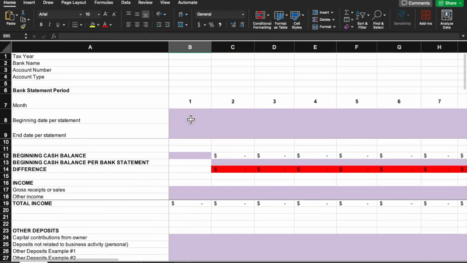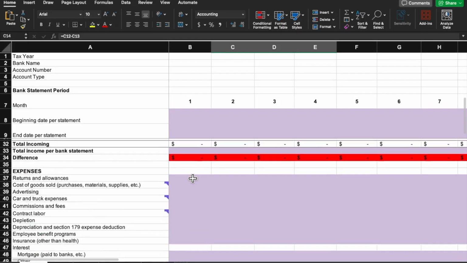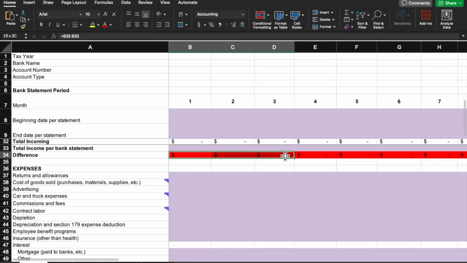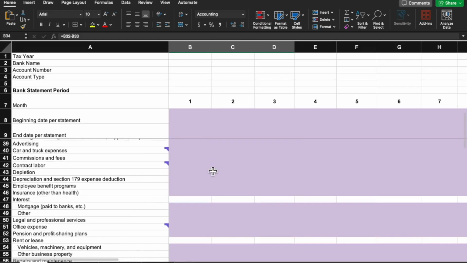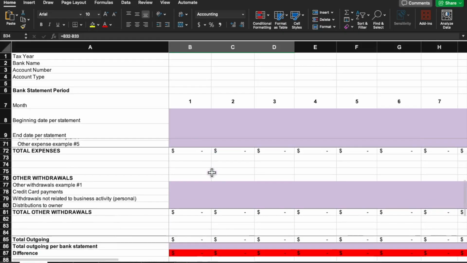Anything that's highlighted in this color is usually a field where you would input information. Anything in red is like a check to make sure that everything you're entering is correct. So if you see a number here, you probably didn't enter something correctly. You might want to go back to your statement to double check you entered the numbers correctly.